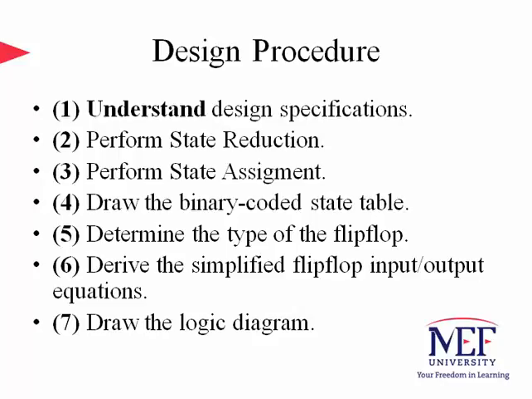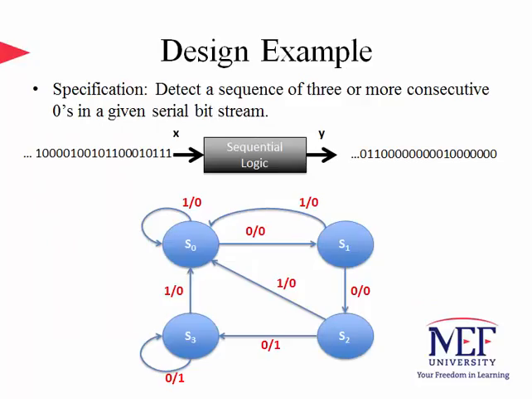Next, we choose the type of flip-flop we would like to use in our design. Since each flip-flop has a different functional relationship between the state table and the inputs, we use excitation tables to derive the input and output equations based on the choice of the flip-flop. We simplify the combinational logic using Karnaugh maps and finally draw the logic diagram. To see these design steps in action, let us consider an example.